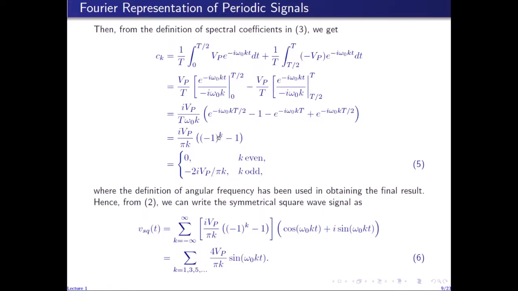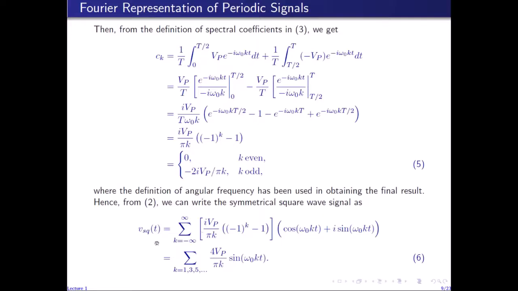I'll be left with this expression, which can be seen to be equal to 0 for even k, because for even k, this will be equal to 1, and this term will sum to 0. So Ck will be non-zero for all odd values of k, for which they are given by this expression. Because for all odd values of k, this is minus 1, so minus 1, minus 1, minus 2, minus 2 iota Vp over pi k.